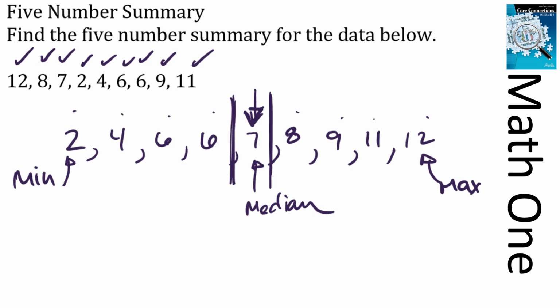So if I want to find the Q1, right, the median of the lower half, I need to add these two numbers and divide by 2. So 4 plus 6 is 10, and half of that's 5. So 5 is Q1, our first quartile. And then same thing on the other end here. If I add 9 and 11, I've got 20, and half of that is 10. So this is Q3, the number 10.